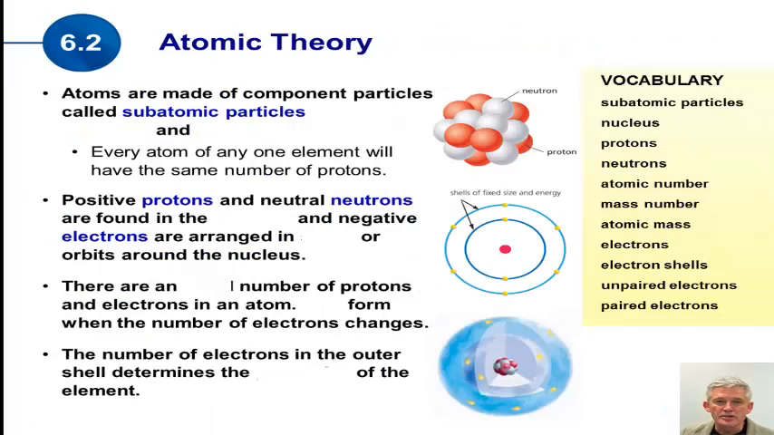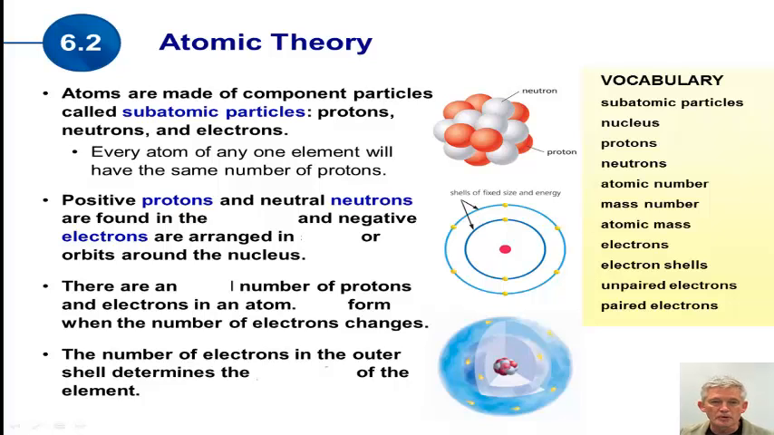6.2, atoms are made up of component particles called subatomic particles. They include protons, neutrons, and electrons. Every atom of any one element will have the same number of protons. If I say sodium, you immediately know we're talking about sodium. If I say that it has 11 electrons, you know we're talking about sodium. If I say it has 11 protons, we know we're talking about sodium. So that atomic number identifies the element on the periodic table.